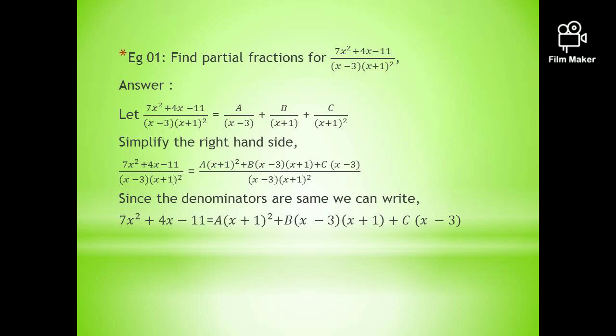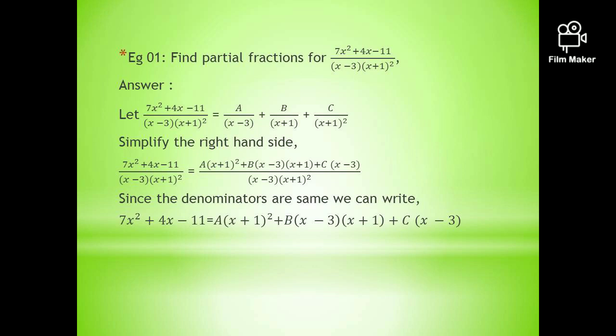Suppose that you get a denominator like (x - 3)(x + 1) cubed. In that case, how to write it? You have to write it as a over (x - 3) plus b over (x + 1) plus c over (x + 1) squared plus d over (x + 1) cubed. Right, so hopefully you get some clear idea. After that, we use the same procedure as what we have learned in our previous video.